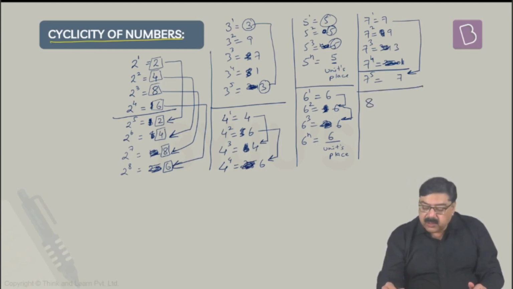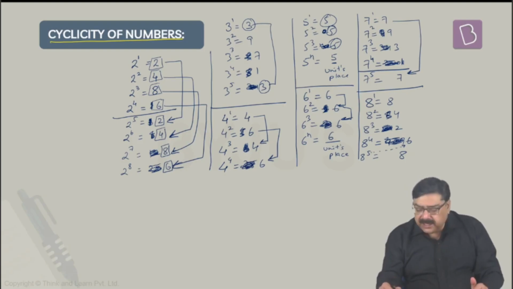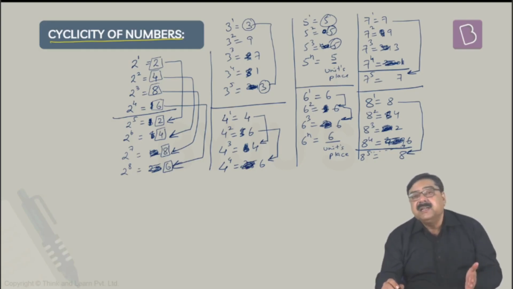Now similarly, let's have a look at the cyclicity of 8. 8 power 1 is 8. 8 power 2 is 64. Don't need this 6. 8 power 3 is 512. We don't need this 51. 8 power 4 is 4096. We don't need 409. So 8 power 5, 8 power 4 ends in 6, you will multiply this with 8, and then in the units place again you will get 8 only. So that means after every 4th power, the units digit is repeating itself. So we can say that number 8 has a cyclicity of 4.